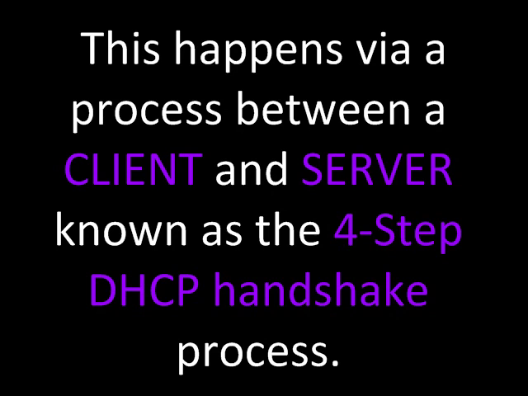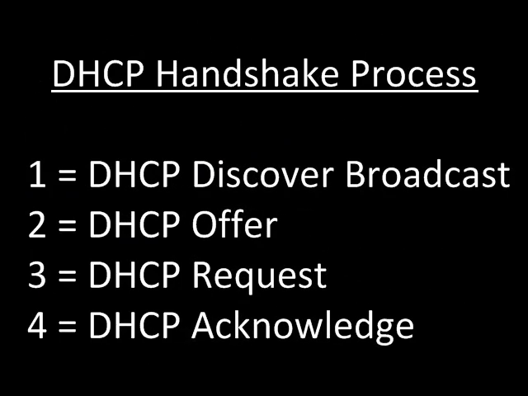This happens via a process between a client and server known as the four-step DHCP handshake process. The first part of this process is known as the DHCP Discover Broadcast. The client boots up, does not have a compatible IP, does not know the network portion of the address or the subnet it's on, nor does it know whether it would create an IP conflict if it were to assign itself a host portion. Therefore, its only choice is to broadcast, a very inefficient means of communication on the network, akin to shouting in an open room.